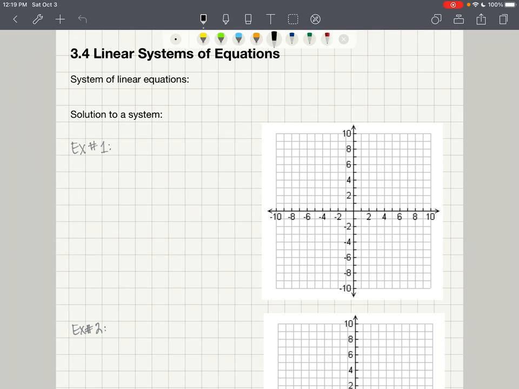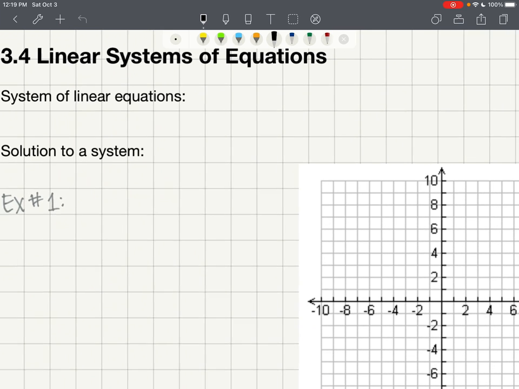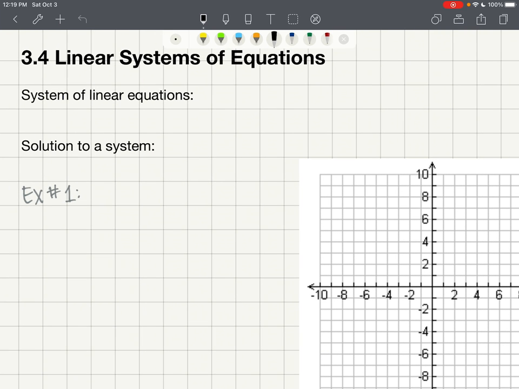A system of linear equations is when you take two or more linear equations and you consider them together on the same coordinate plane. So we're going to be working with linear systems of equations in this lesson. So it'll be important for us to jot that definition down. It's two or more linear equations considered together.